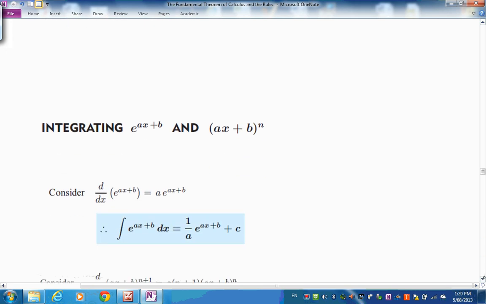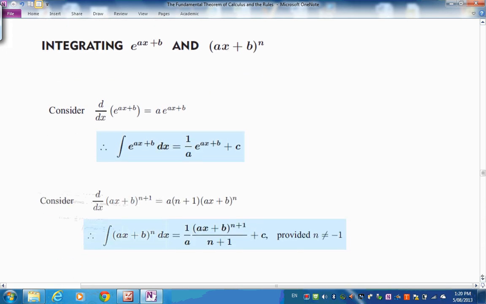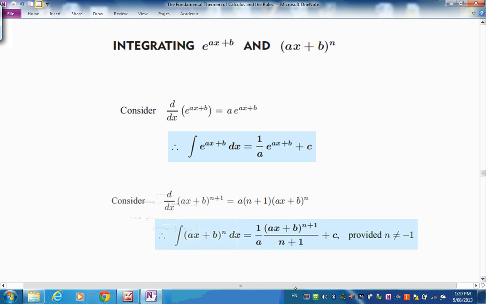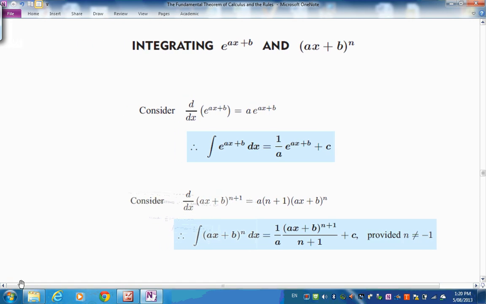Okay. Let's go on and see if we can actually come centre screen now. Let's go on and see if we can look at doing some other rules. We've got a lot to do. We're trying to do the integral of every type of function we possibly can, so that we can use the fundamental theorem of calculus on any function we like. Okay, let's have a look.